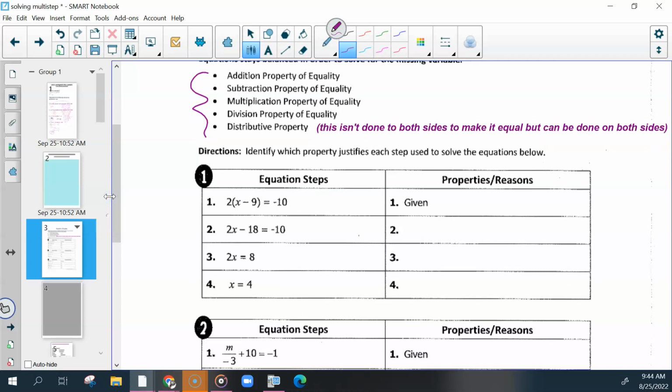So in this, we are literally just writing, what did we do? Which property did we do from one step to the next? So if we are given this, and it changes to this, what happened? What did we do? I heard it. Distributive property, yep.